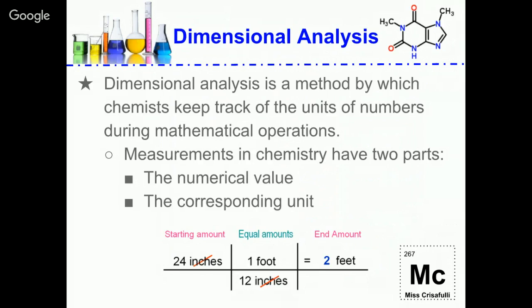So when we type this into the calculator, remember that we do 24 times 1 divided by 12, and that's going to give us 2. And that's how we know that in 24 inches there are 2 feet. We do these in our heads, but with our chemistry numbers that we're going to be using this year, we're going to have really large and really small numbers, and we're going to be converting from multiple things, so our problems are going to get larger. So using dimensional analysis will help us keep it straight. So that's your dimensional analysis review.